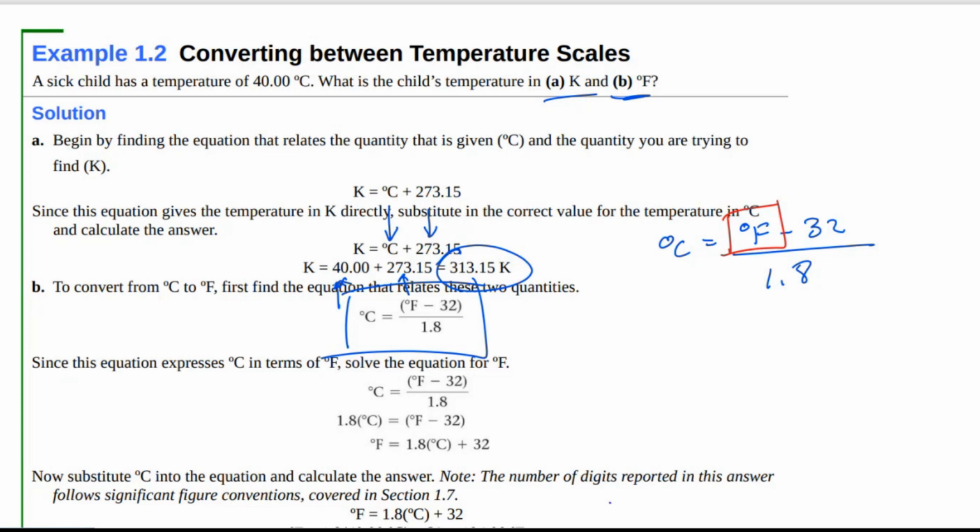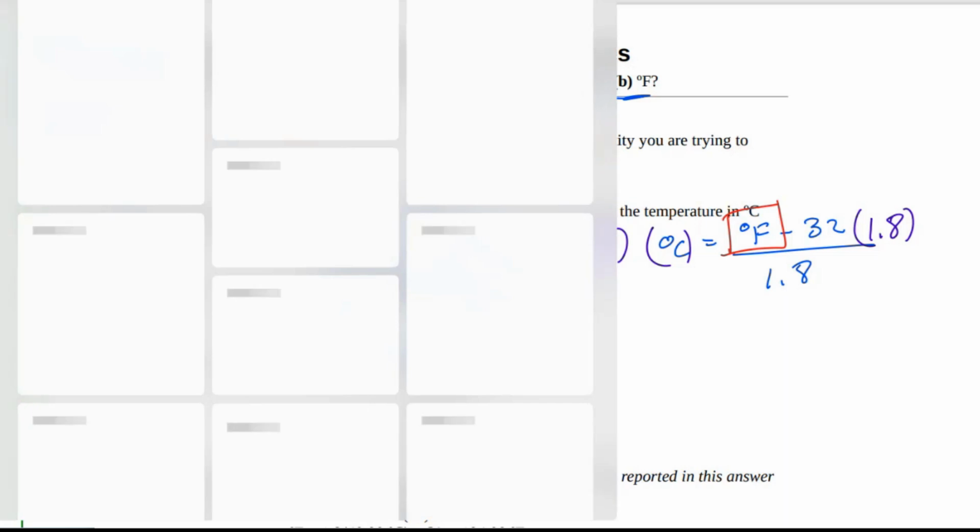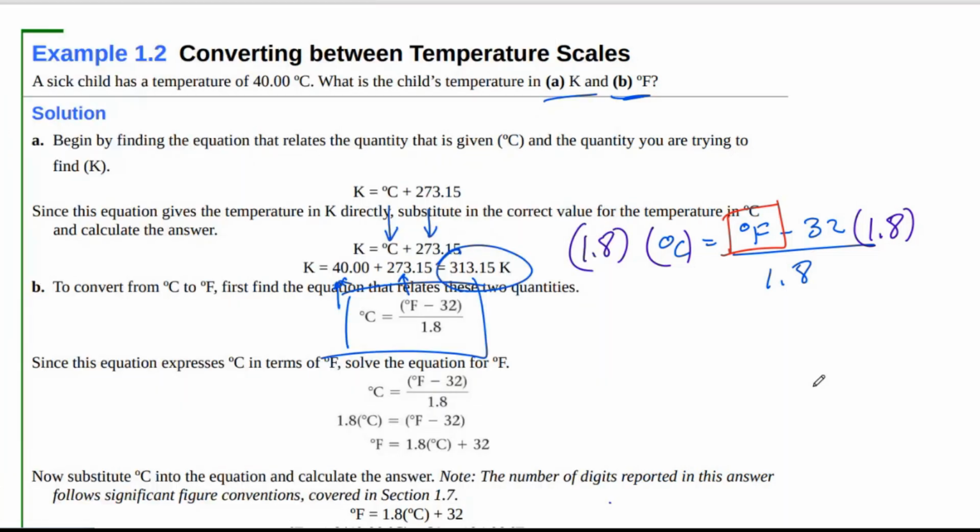So let's get F on a side by itself. How do we do that? We're going to multiply both sides by the denominator, which is 1.8. Multiply both sides by 1.8, right? Okay, and all right, so now the 1.8 cancels, right? So now what do I need to do next?